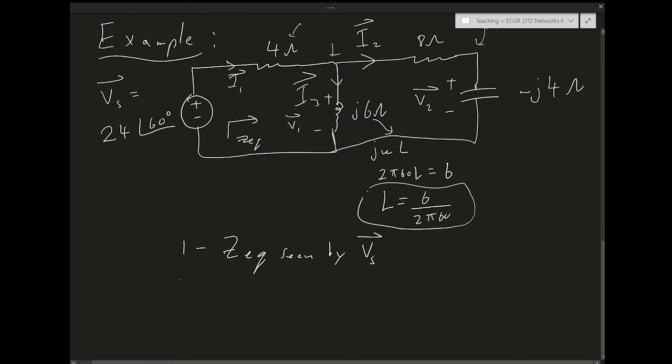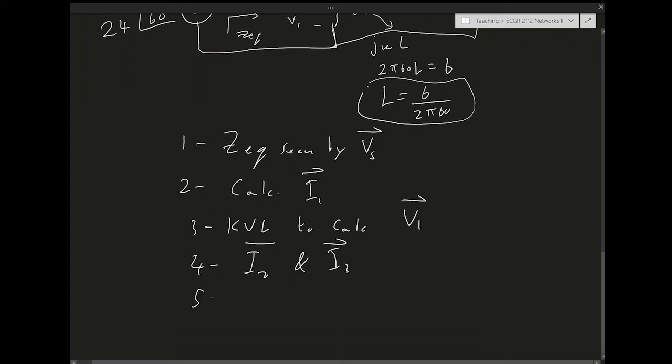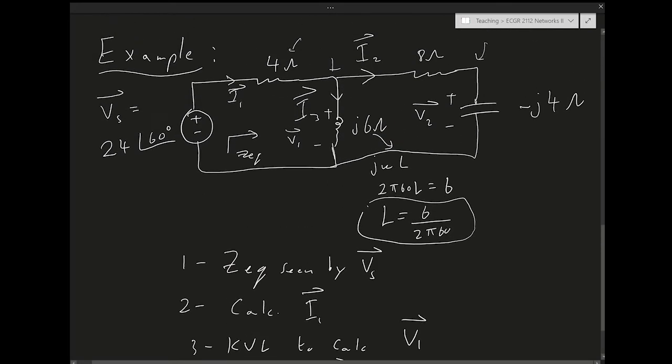Okay, let me give you the steps first. After we find Z equivalent, we use that to calculate I1. After we calculate I1, we use KVL to calculate V1. After we calculate V1, we use V1 to calculate I2 and I3, which is easy to do. And then after we calculate I3, we calculate V2. So these are the steps. We find Z equivalent, we calculate I1 using Ohm's law. We use KVL to calculate the voltage across this inductance. And then we use that to calculate I3 and I2.